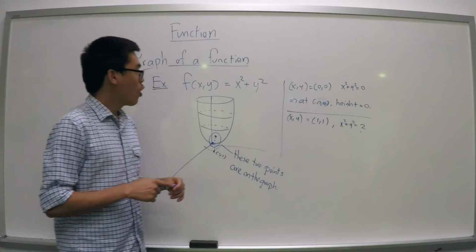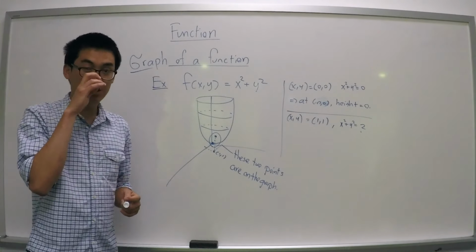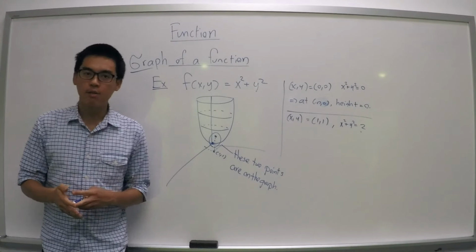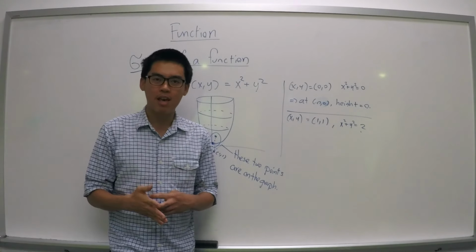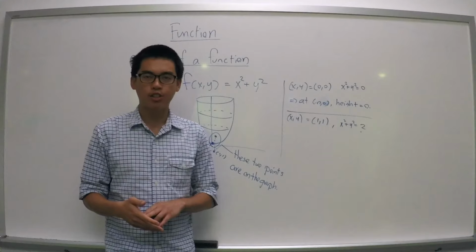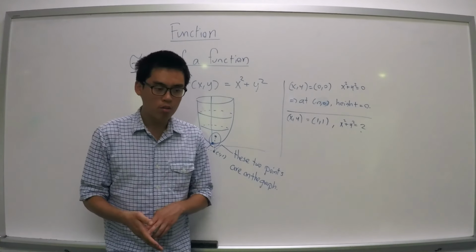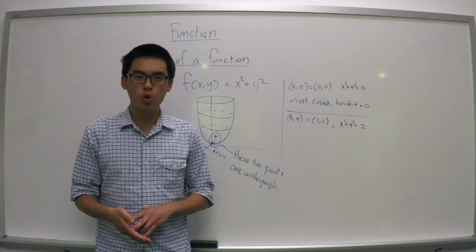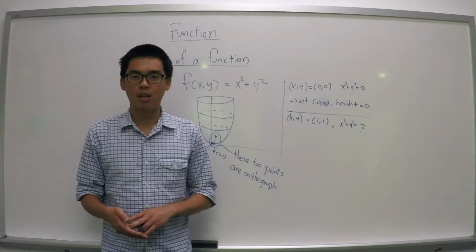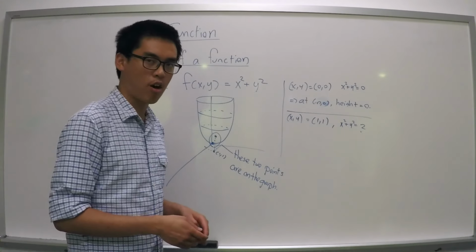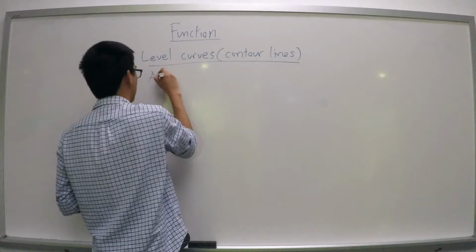Alright, so the graph of a function is hard to draw. So what is a more popular way to explain a multivariable function graphically? Well, we usually do level curves or contour lines instead. So let's talk about that.